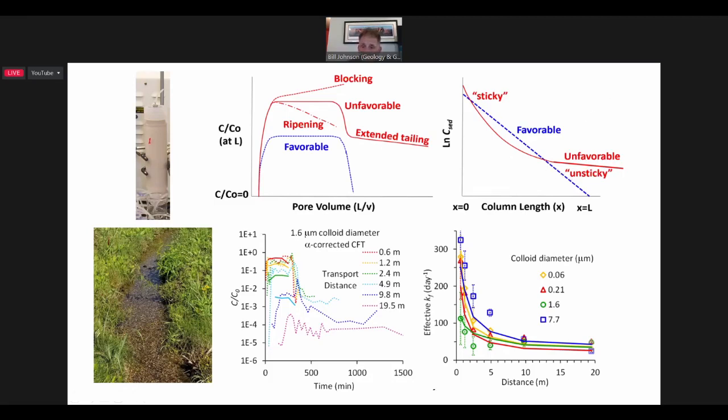That's a major problem for prediction. How do we predict how far things will get if the population is effectively changing while it moves? And this, of course, applies to pathogens, it applies to clays, it applies to nano and microplastics. All of these things show this behavior.